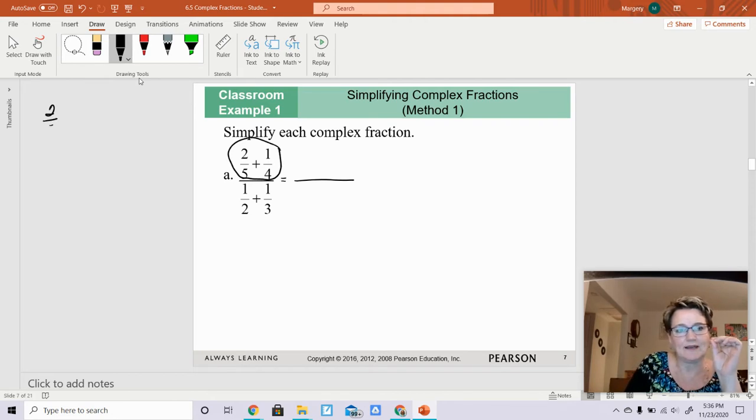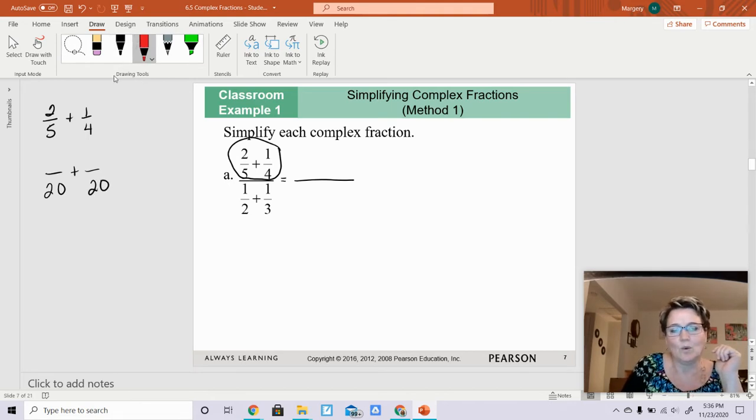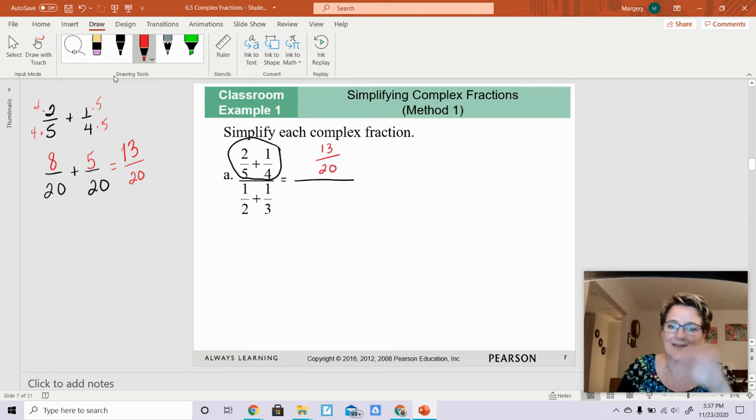So that is 2/5 plus 1/4. I'm going to find a common denominator. The common denominator will be 20 because 5 times 4 is 20. Whatever I multiply the bottom by, I've got to multiply the top by. 4 times 2 is 8. Now, what would I do to 4 to get 20? I times it by 5. Whatever I do to the bottom, I've got to do to the top. So I get 5 here. So now my denominator is 20. 8 plus 5 is 13. So my numerator is going to be 13 over 20. Now that just looks better.